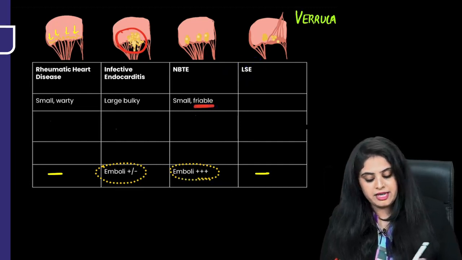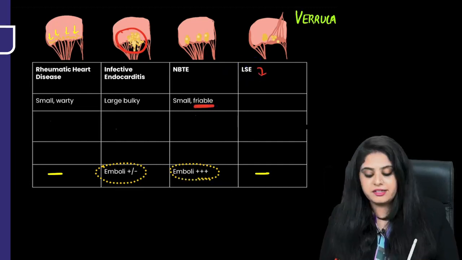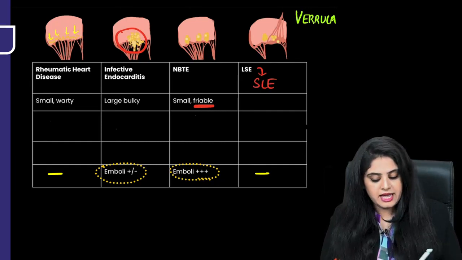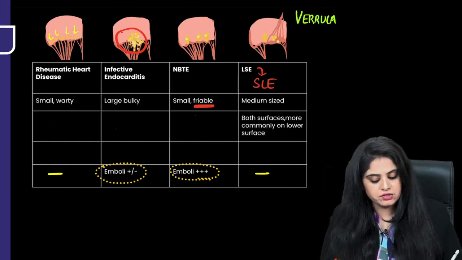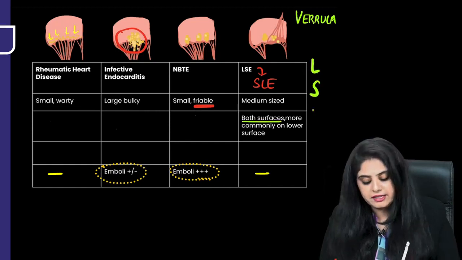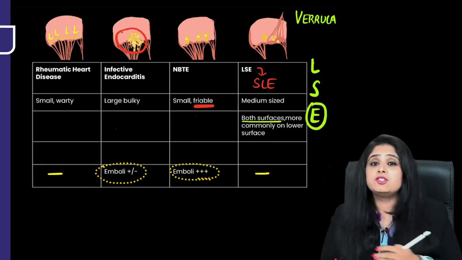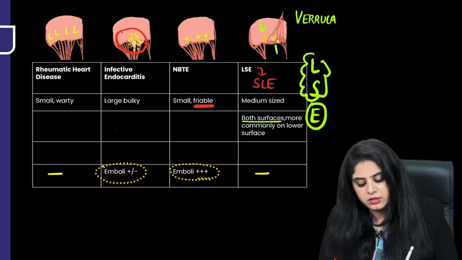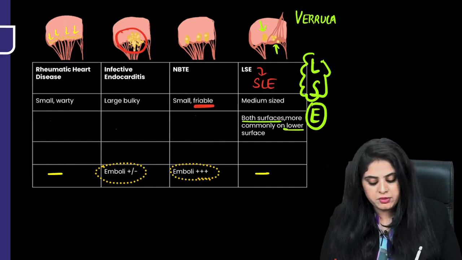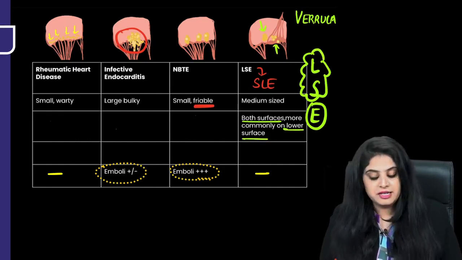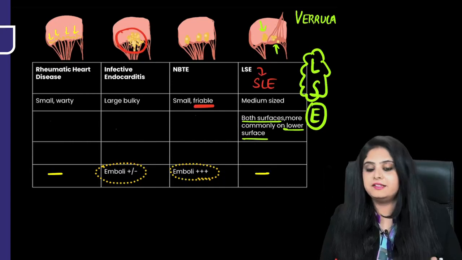Coming to the last one, LSC, I hope you remember Liebman-Sacks endocarditis is seen in, rearrange the terms, SLE, and what do you see? You see vegetations which are present on both surfaces. How did we learn it? LSE means you see vegetations everywhere, but where are they more common? Look, upper also seen, lower also seen. But where are they more common? LS tells you they are more common on the lower surface. And that is how you identify LSE vegetations.